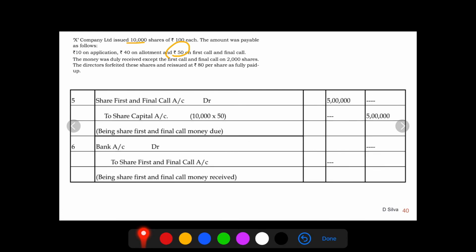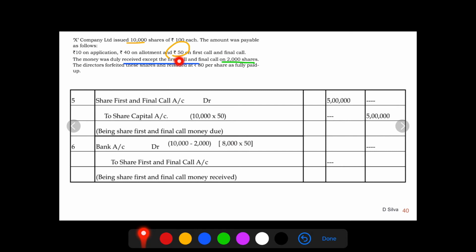The sixth journal entry will be for the calls in arrears due to the non-payment on first and final call on 2,000 shares. So out of 10,000 shares, on 2,000 shares, we haven't received the money. Hence, 10,000 minus 2,000 is 8,000.